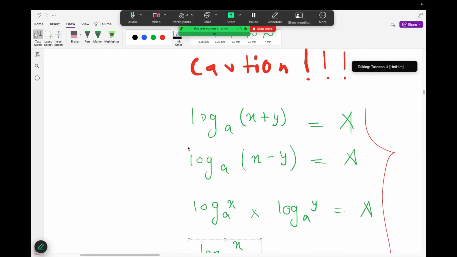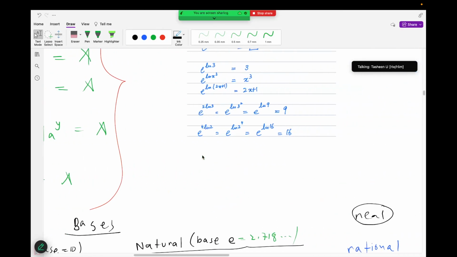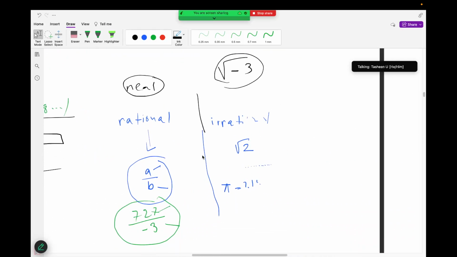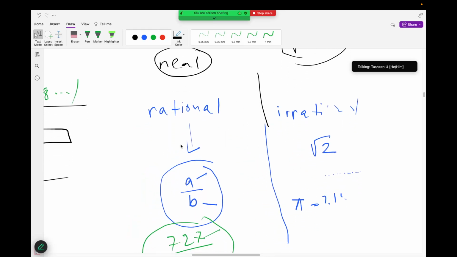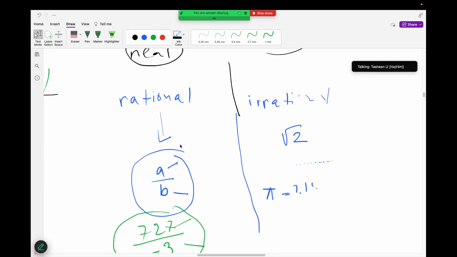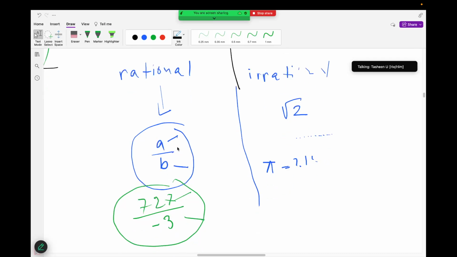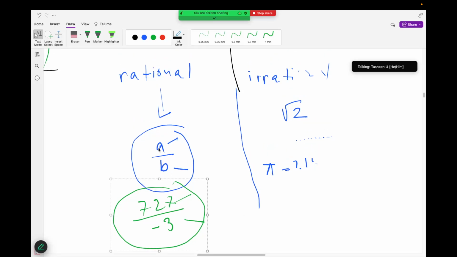All right, that's great. So let's move on to a more advanced topic. You know the difference between rational and irrational numbers. Basically, a rational number is any number which you can represent as a pure fraction, which means the numerator and the denominator are integers. Any number that you can represent as a pure fraction is what we call rational.